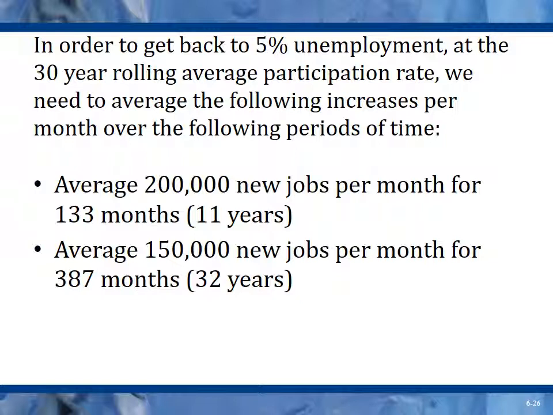And the significance of the 150,000 number is that, if you look at that same 30-year rolling average, that's about what we are capable of averaging historically. So if we just average that 150,000 a month, as we have in the past, and continue that into the future, to get back to our 30-year rolling average participation rate and 5% unemployment, we're looking at 32 years. Not an optimistic scenario, and it's quite frightening how far down our labor situation has gone.